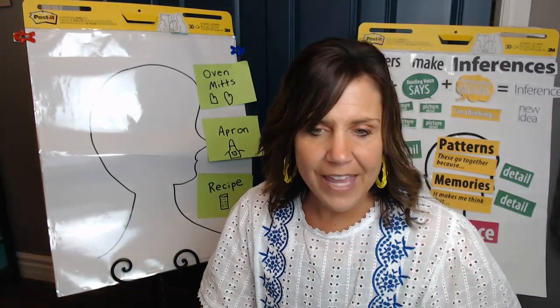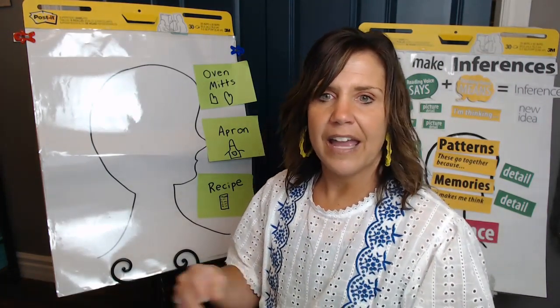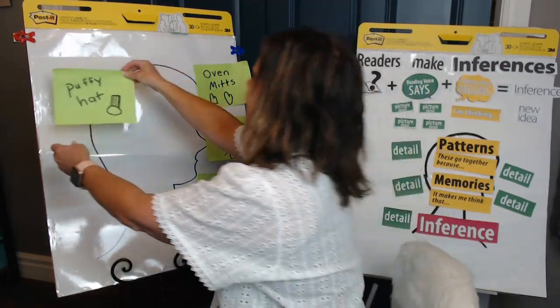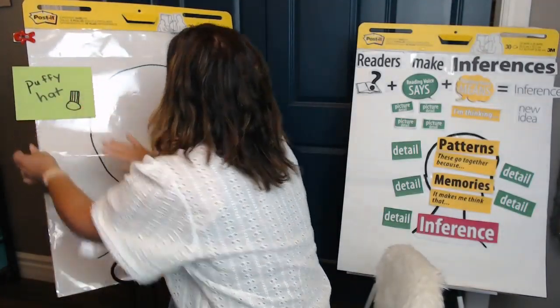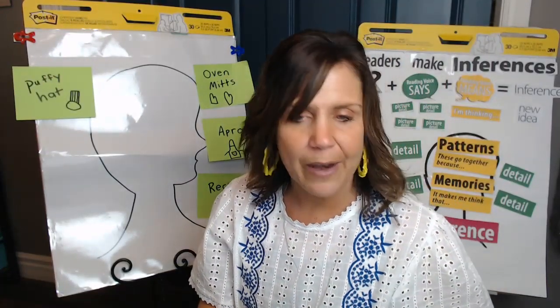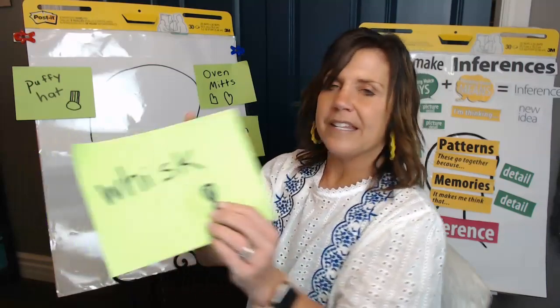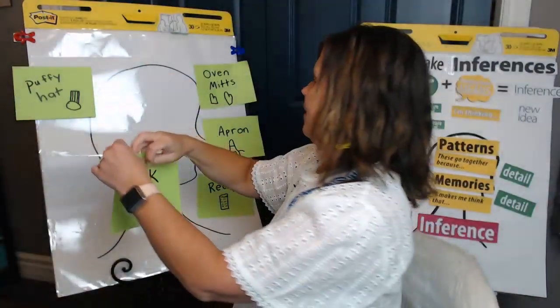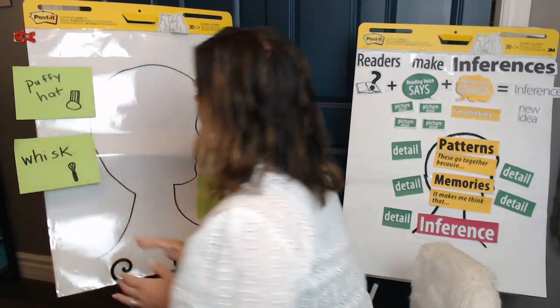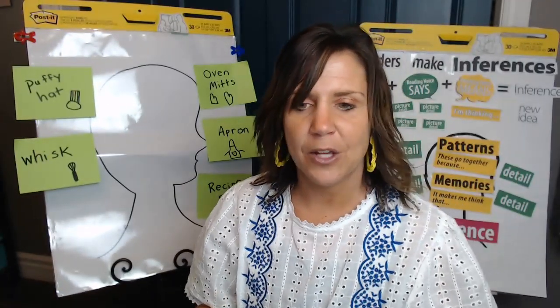I drew a picture of a recipe with steps 1, 2, 3, 4, right? Okay. Puffy hat. And we can see the picture of the puffy hat also. It's a detail that goes on the outside because I'm still using my reading voice. Puffy hat and whisk. I drew a picture of the whisk. It's a tool, but that's the word that I'm reading. It's going to go on the outside.